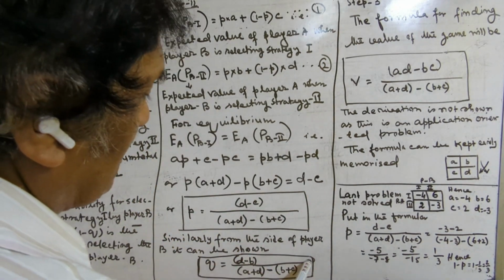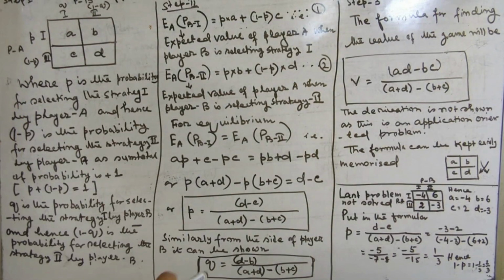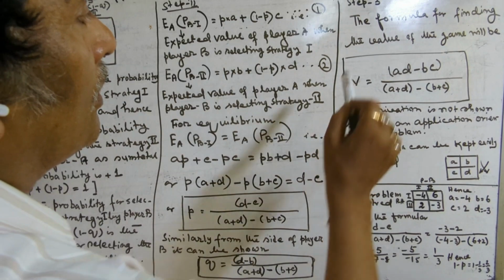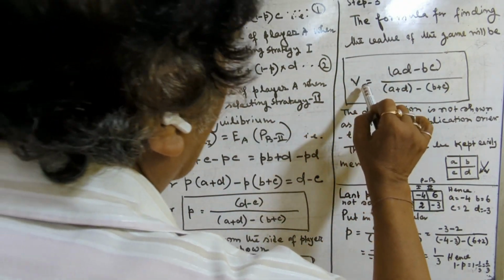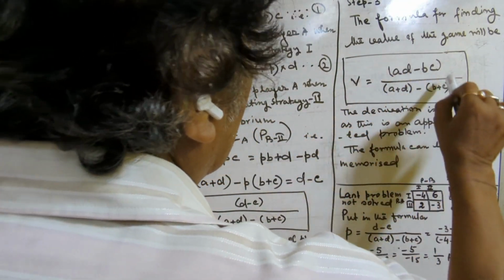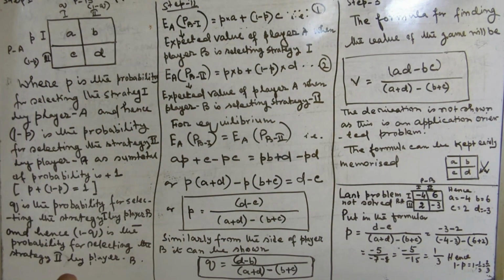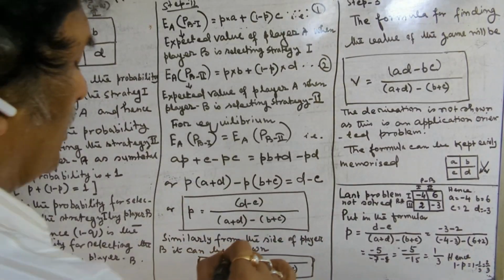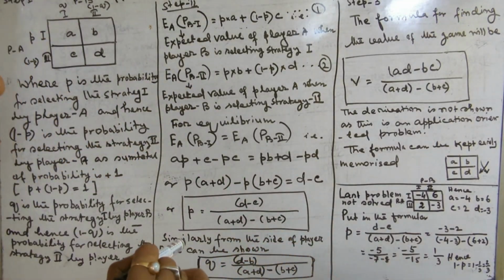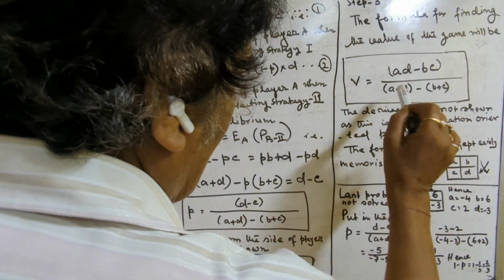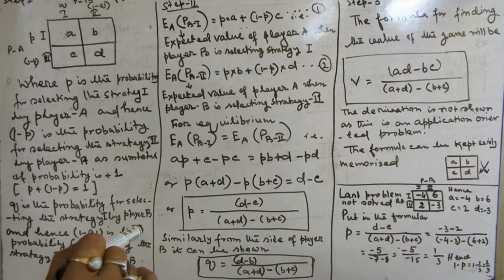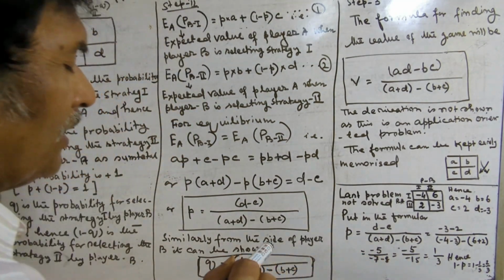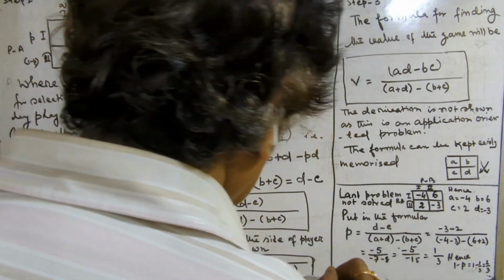After solving, you will get this value. I have not shown it in detail here because the process is the same, and putting this formula you will get the value of the game. This is the general formula for finding the probabilities for strategy 1 and 2 in a 2 by 2 game problem for player A and for player B, and the value of the game. It is not very difficult to keep in your memory. There is a system for how you will keep it in your memory.